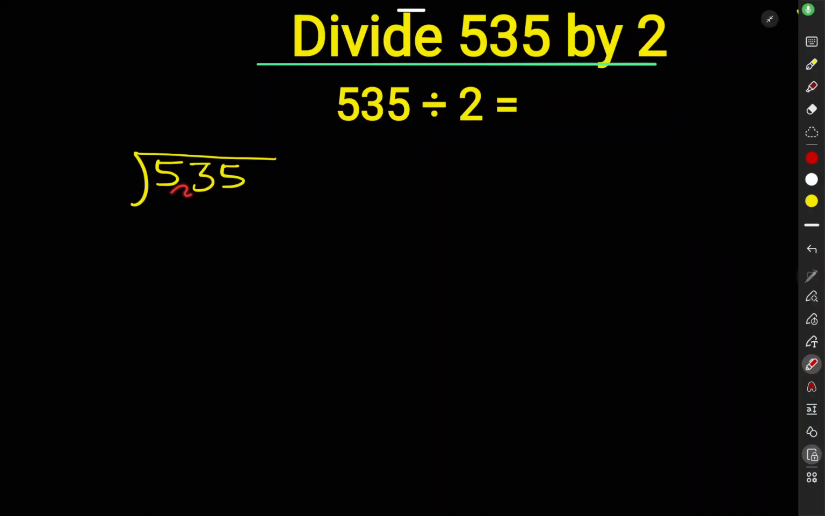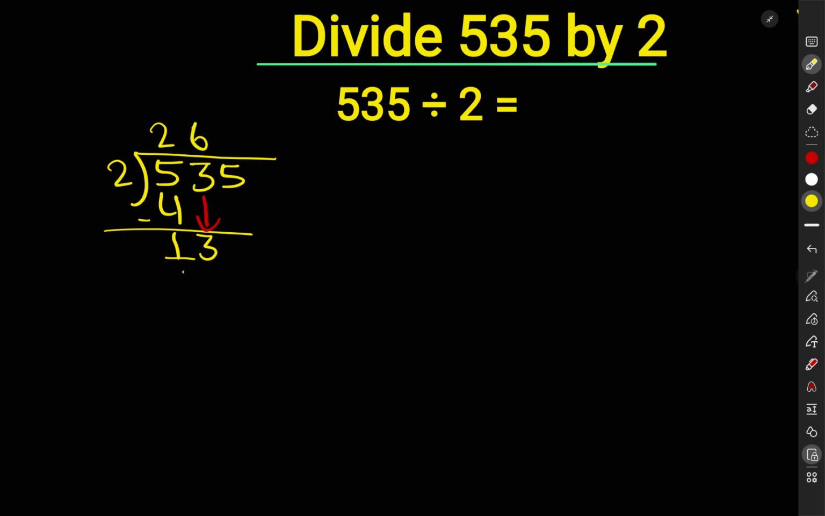Here we divide 535 by 2 in long division method. 2 times 2 is 4. On subtracting we get 1. So now we put down this 3 and it is 13.